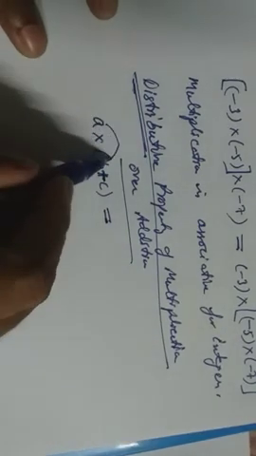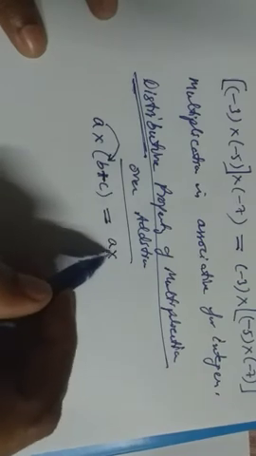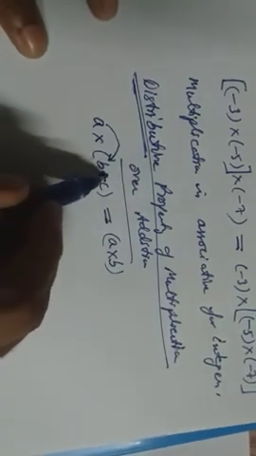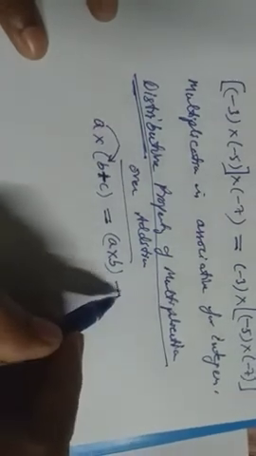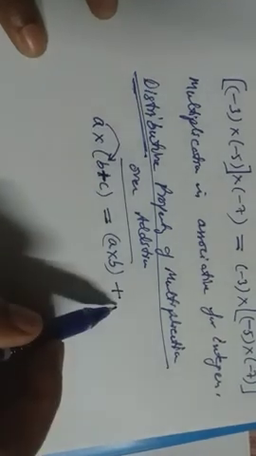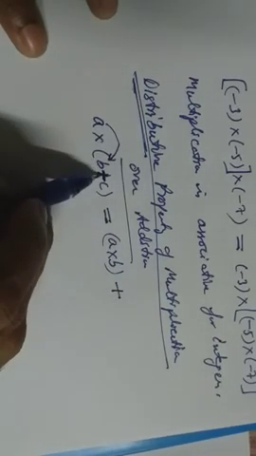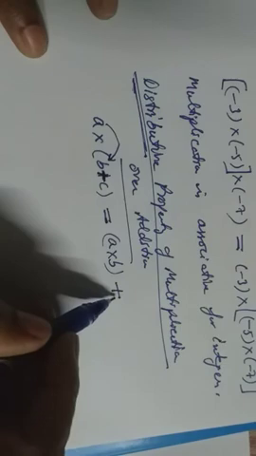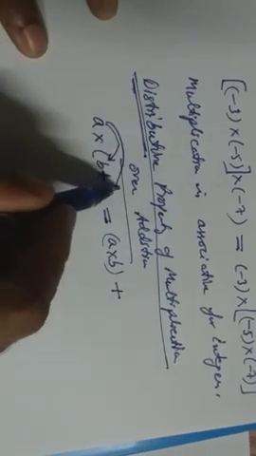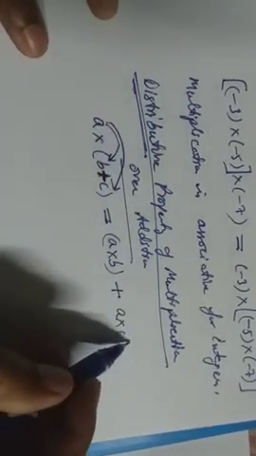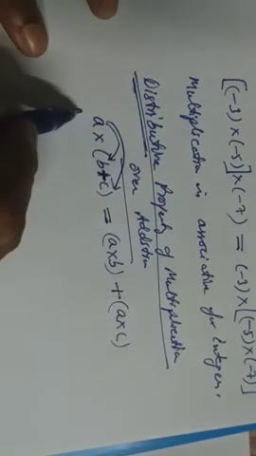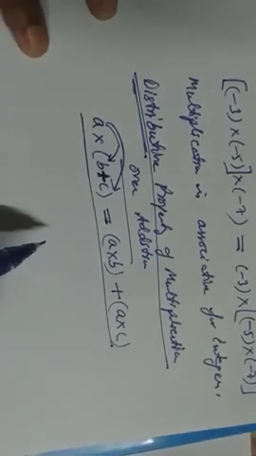That means A is first multiplied by B, A into B. Then what is the sign in between B and C? We will write this. If it is plus, we will write plus. If the sign in between B and C is negative, we will write minus. Then A is also multiplied by C, A into C. This is correct for every integer.